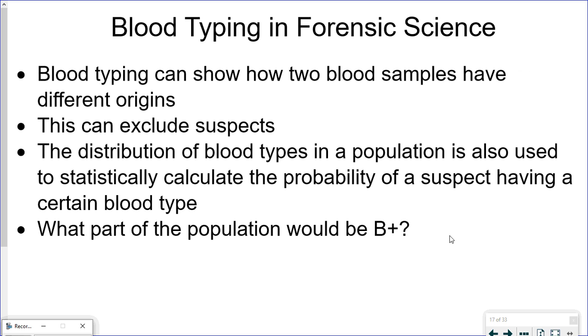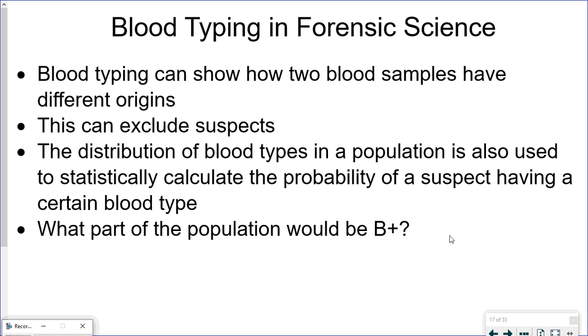So blood typing can show how two blood samples have different origins. Most of the time, blood typing is used to exclude suspects versus prove someone's guilt, because yet again, this is still considered class evidence. It is not going to point to one person. The distribution of blood types in a population can be used to calculate the probability of a suspect having a certain blood type. So if you cannot test for DNA and all you have is blood type, this is how you would present in court what percentage of people in that area are going to have that same blood type.